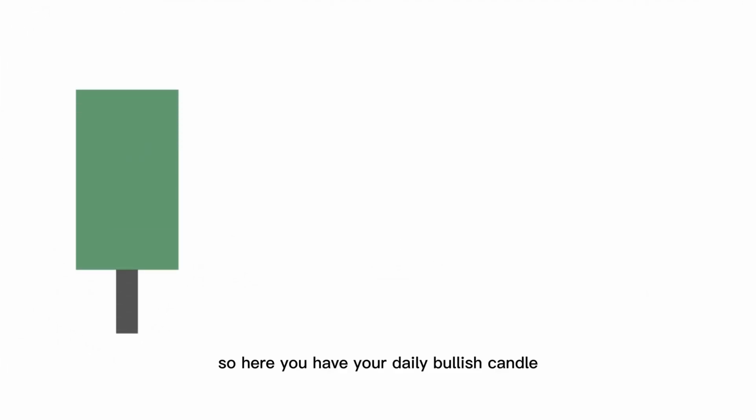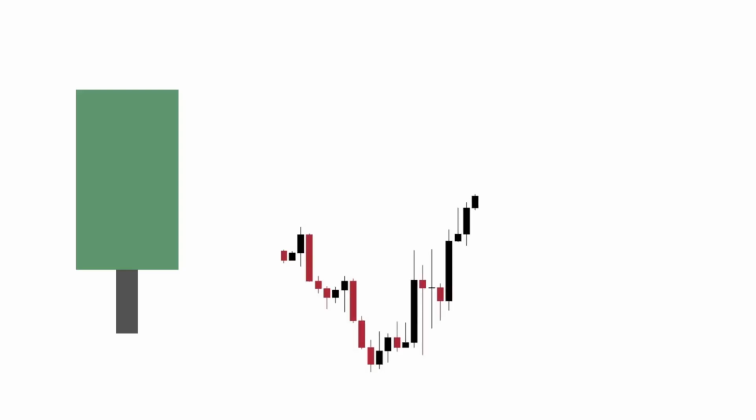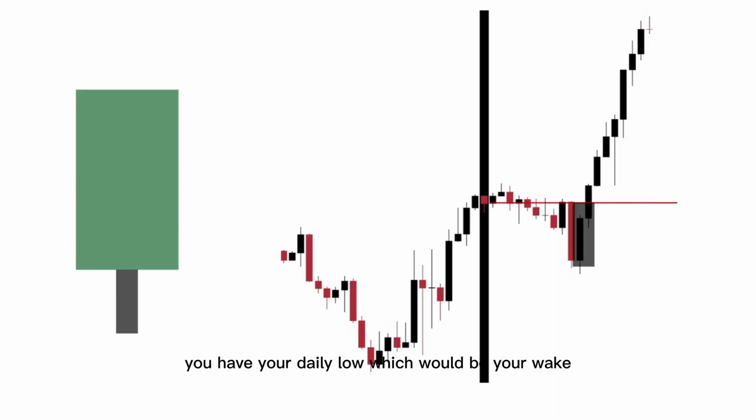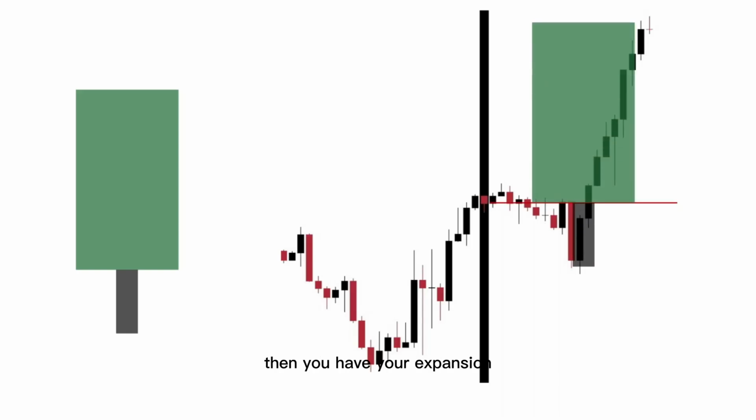So here you have your daily bullish candle. This is how this candle translates in micro price action. As you can see here, you have your daily open, you have your daily low, which would be your wick, then you have your expansion, which is the body of your candle.